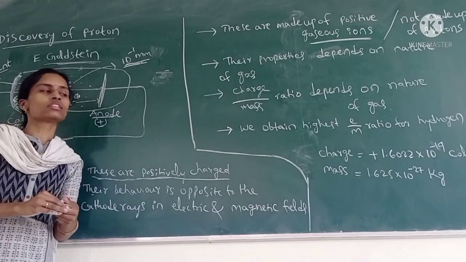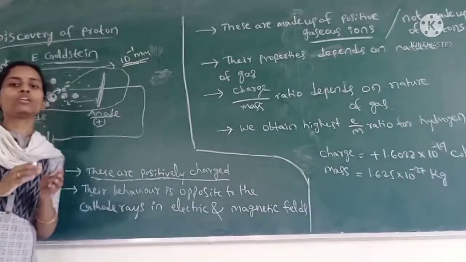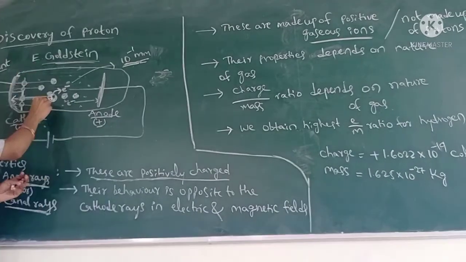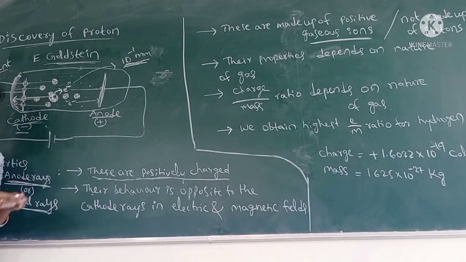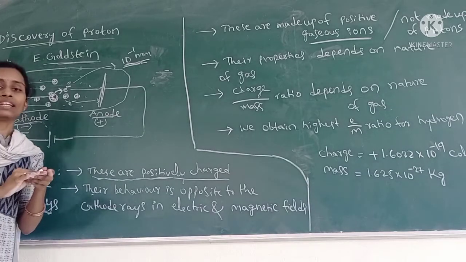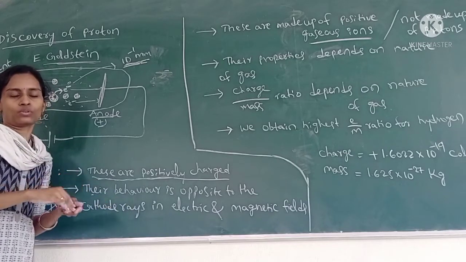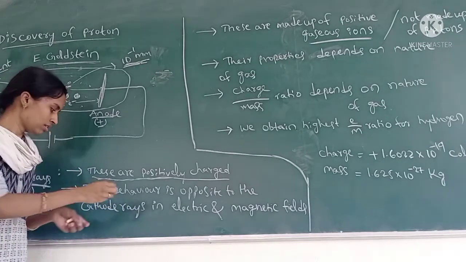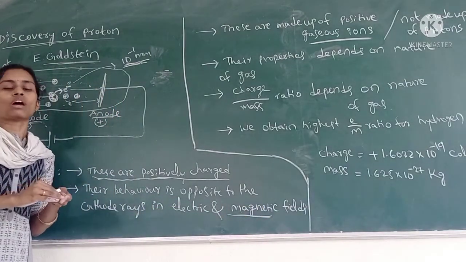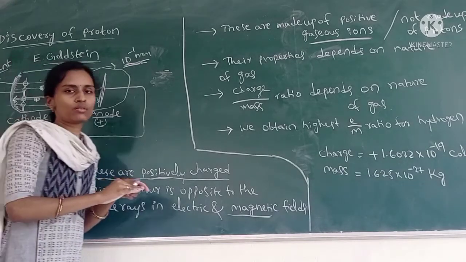Electric field means, if you put the gas tube between two electrodes, a positive electrode and a negative electrode, these anode rays are deflected. They are positively charged, so they are attracted by the negative electrode, which means they move toward the negative electrode. That is the different behavior. Also, in a magnetic field they behave very differently, opposite to the cathode rays. So these are two properties, and then we will see some more properties.